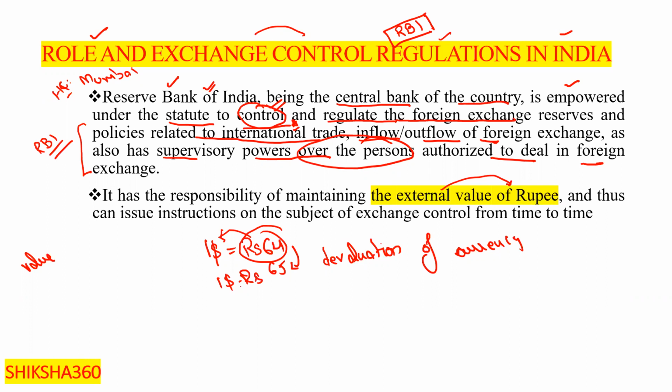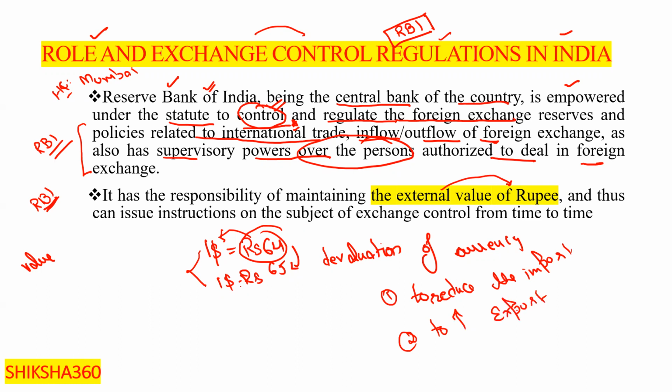How to control the value of the currency is also the responsibility of the RBI. For example, they can control it by reducing imports, or second, by increasing exports. All these things they have to do here.